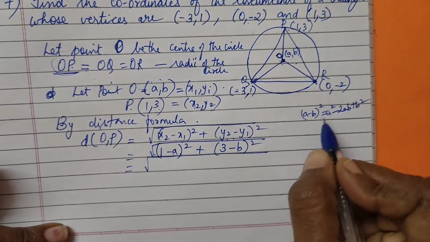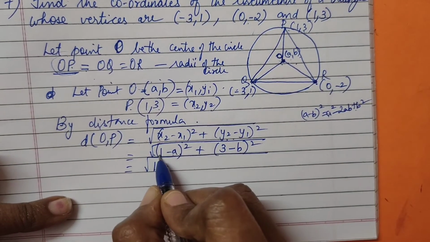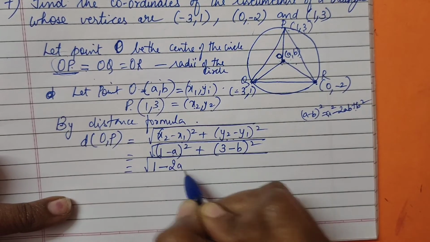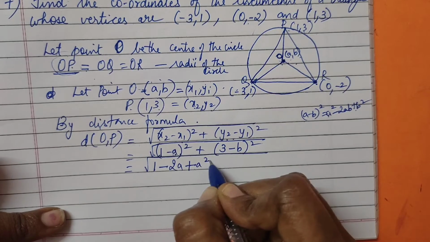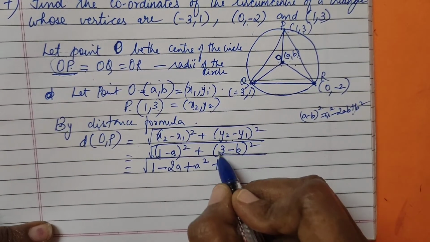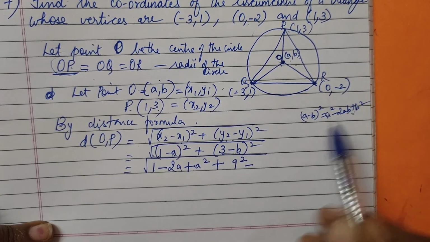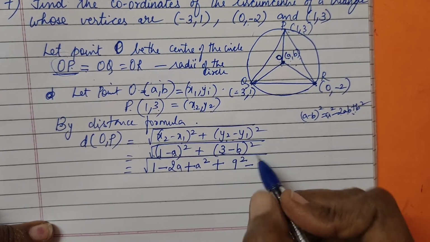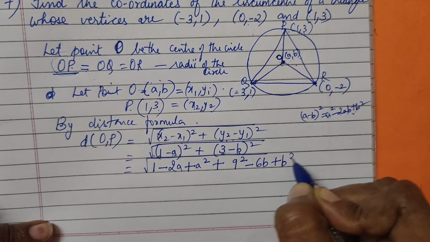So 1 square is 1, minus 2ab, 2 into 1 into a, 2a, plus b square. Here b is our a, so a square. Got it? Plus, similarly using the same formula, 3 square is 9, minus 2 into 3 into b, 2 into 3 is 6, 6b, plus b square here.